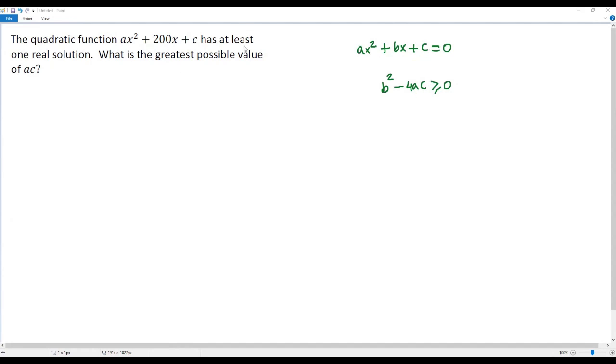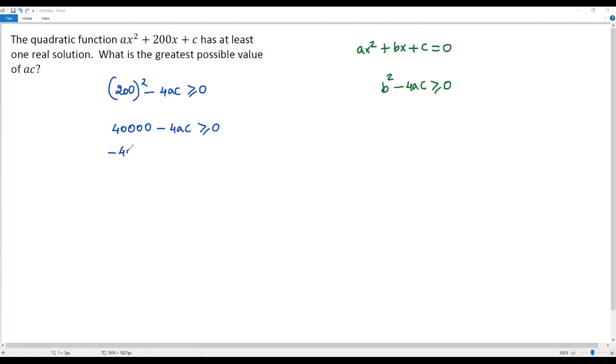Now let me take the value of b in the given quadratic function, that is the coefficient of x, 200. Then 200², minus 4 times a, the coefficient of x², the same a, and c, the constant term, the same c. So it must be greater than or equal to 0, because this quadratic function has at least one real solution. Now 200² is 40,000. Let me write it over here: 40,000 − 4ac ≥ 0.